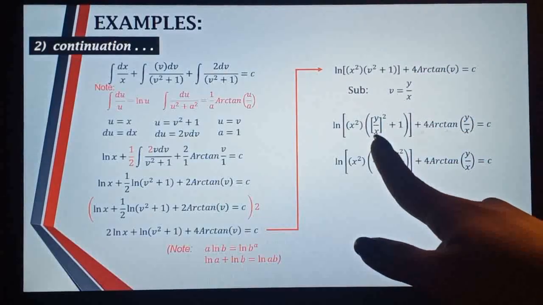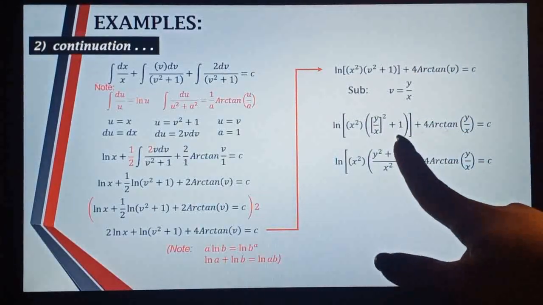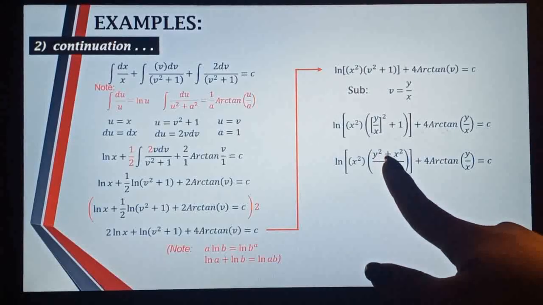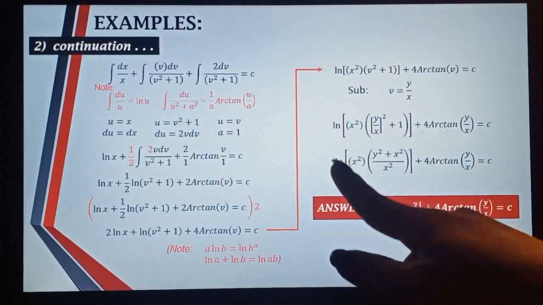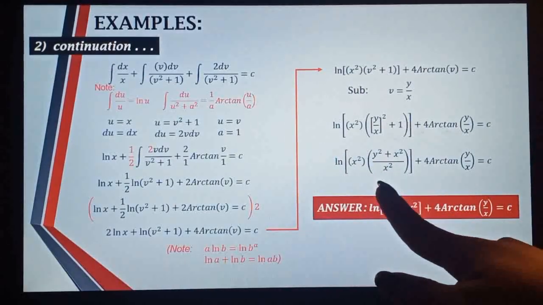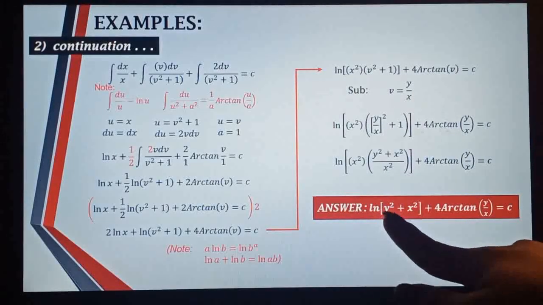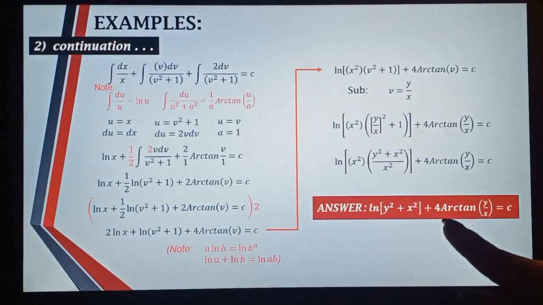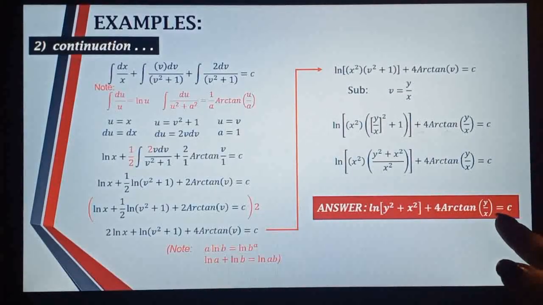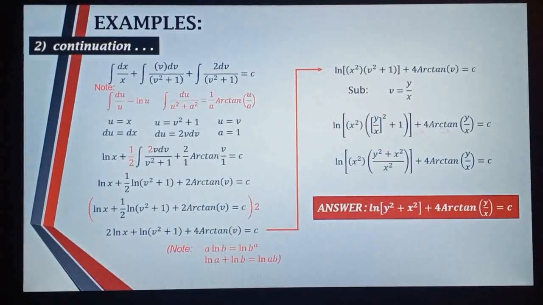So, simplify muna natin yung term na to. You will now have y squared plus x squared over x squared. Then, you will notice na pwede natin cancelin yung x squared. So, ang matitira na lang is ln of y squared plus x squared. Then, this term which is plus 4 arctan of y over x equals c. So, the final answer for this problem is the ln of the quantity y squared plus x squared plus 4 of arctan y over x equated to c.